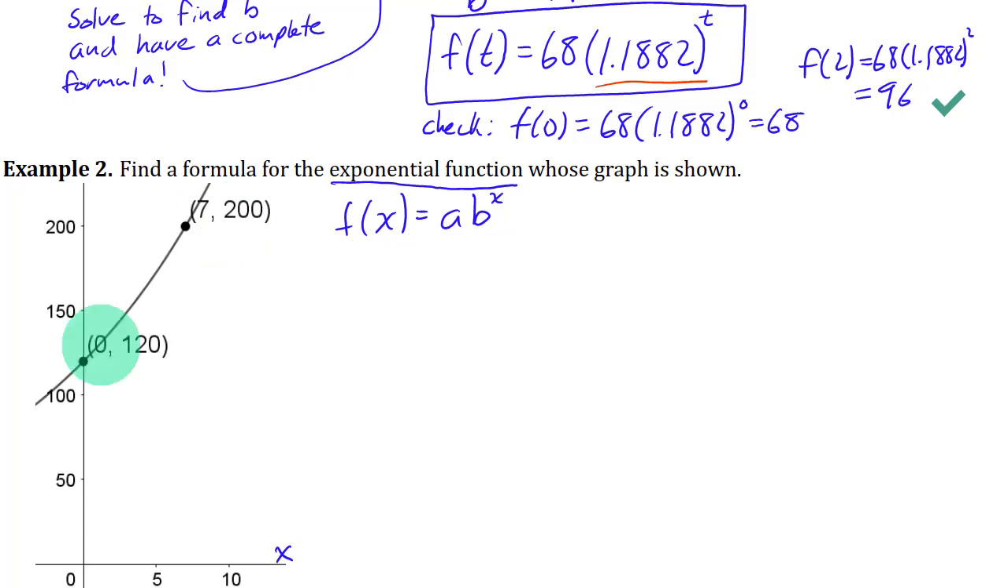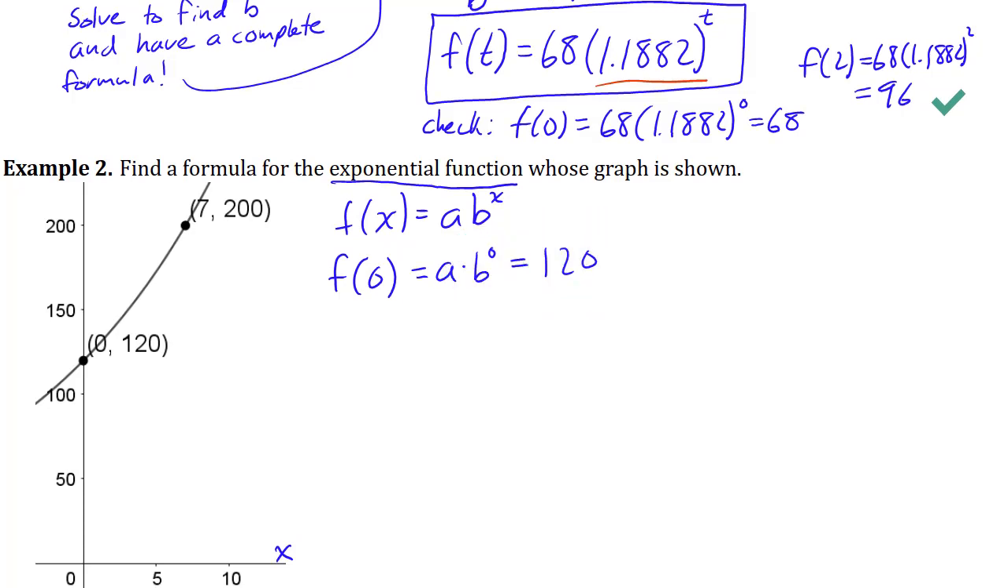We have that the x coordinate is 0, so that means if x is 0, you'll plug that into the formula to get y, and the y should come out to be 120. And in this case, anything to the power 0 is 1, so this just gives you a times 1 equals 120, so that's your value of a. So yeah, the value of a is basically always going to be the same thing as the y-intercept. It's the same thing as the initial value.